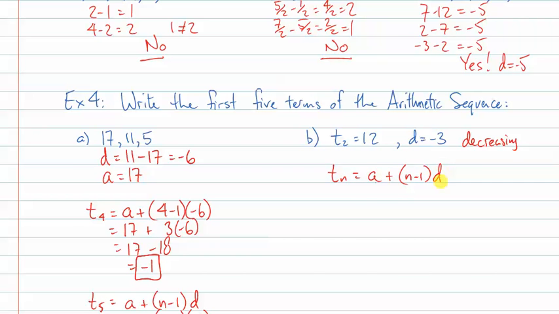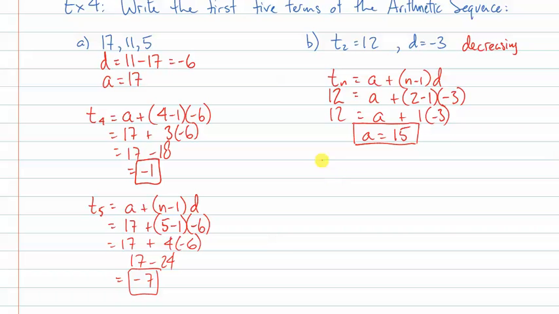Alright, there's my formula. In this case, I'm going to use the second term for the nth term. The first term is something I don't know. I know that I'm on term 2 when I'm using 12, and I was told my common difference is negative 3. So I have 12 equals a plus 1 times negative 3, or a equals 12 and 3, 15. There's my first term.